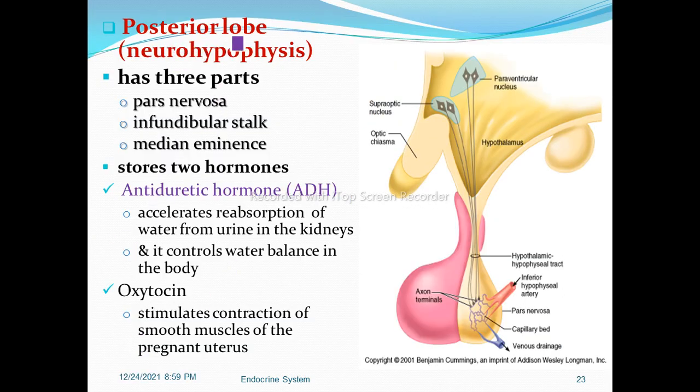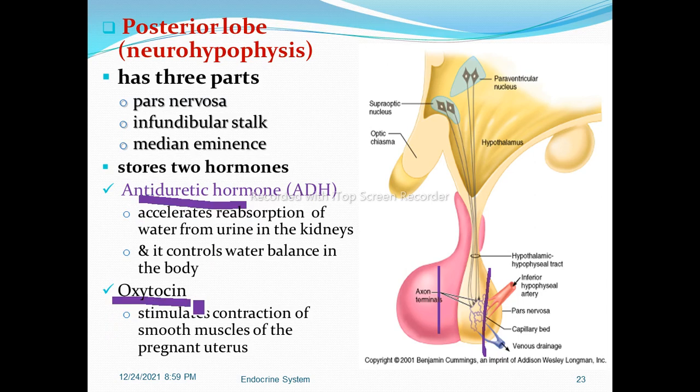Now we are starting the posterior pituitary gland or lobe, known as the neurohypophysis. It has three parts: pars nervosa, infundibular stalk, and median eminence. It stores hormones. Unlike the anterior pituitary, which secretes many hormones, the posterior pituitary secretes two hormones. One is antidiuretic hormone or ADH. The other is oxytocin.